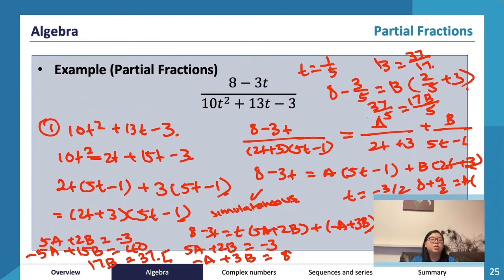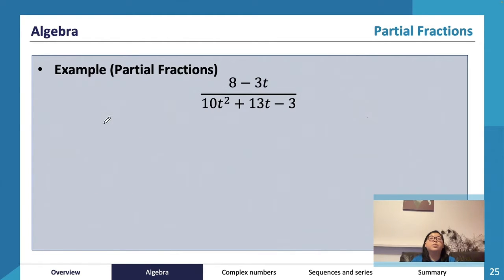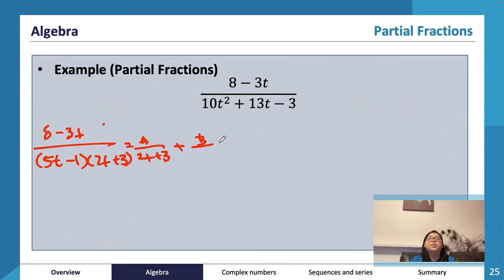Let's just erase all. So far we've gotten that... let's just write our equation one more time. So that's (8 minus 3t) over (5t minus 1)(2t plus 3). We said that's equivalent to a over 2t plus 3 plus b over 5t minus 1. So we got 8 minus 3t is equivalent to a(5t minus 1) plus b(2t plus 3).